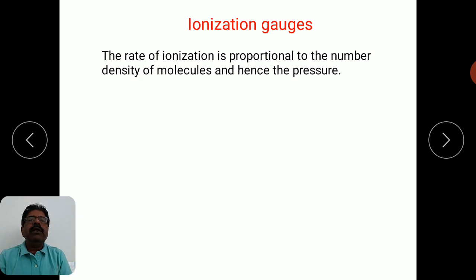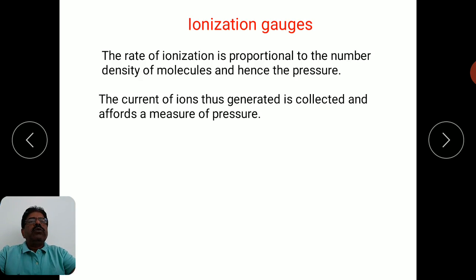Pressure, that means a very low pressure, that means we are going to measure a vacuum. Okay, so the ionization is proportional to the number density of molecules and hence the pressure. So the current of ions thus generated is collected and it provides the measure of pressure. Okay, so it affords a measure of pressure. So we can know how much pressure is there inside a chamber, and from that we can have an idea about the level of the vacuum.